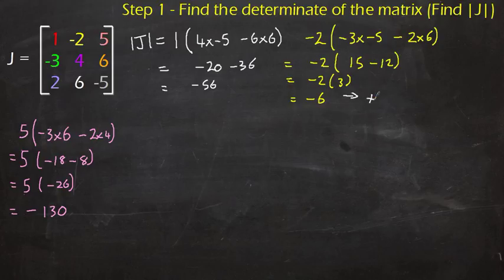And remember, every other element in the determinant and the matrix of cofactors has to have its sign changed. So the second one, the element corresponding to the minus 2 is changed from minus 6 to 6. So now the determinant itself will be minus 56 plus 6 minus 130, which is minus 180.